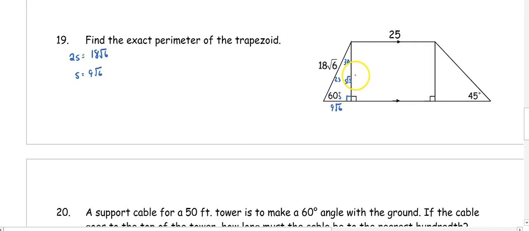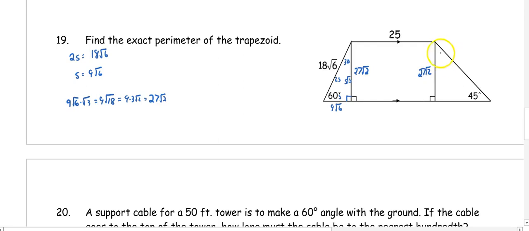Then we have to multiply that by root 3, which 9 root 6 times root 3 is 9 root 18. We have to simplify 18. So we would have 9 times 3 root 2, which would get us 27 root 2. So the altitude of the trapezoid is 27 root 2, which will help us in the triangle on the other side, which is also 27 root 2.